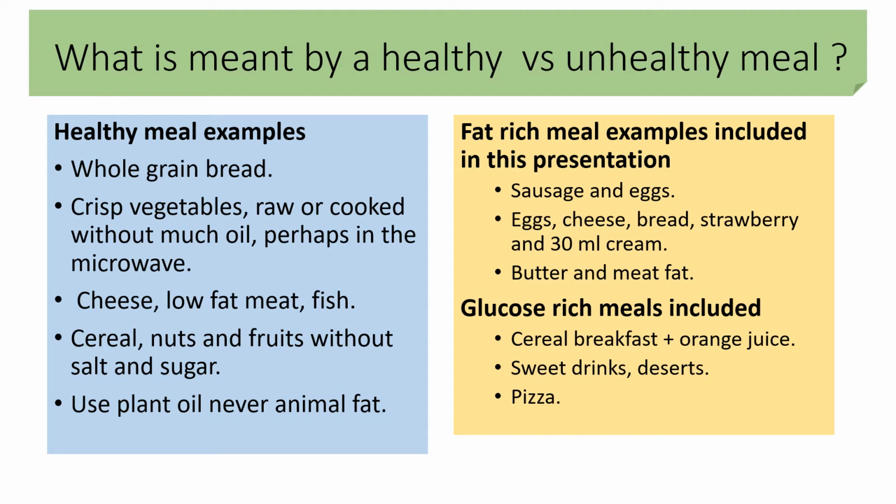Unhealthy meals are here described by fat-rich meals being sausage and eggs, cheese, bread, strawberry, 30 milliliter cream, butter and meat fat. They are also described by glucose-rich meals being cereal and orange juice, sweet drinks, desserts and pizza.